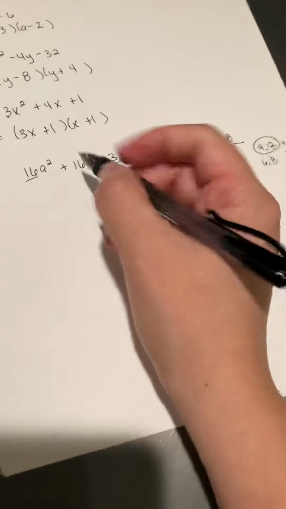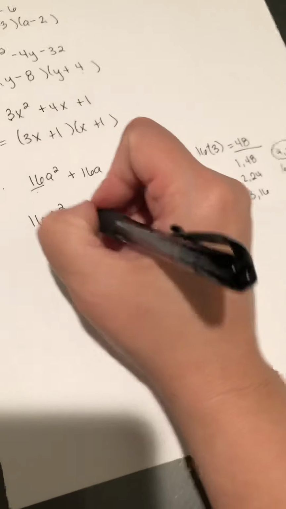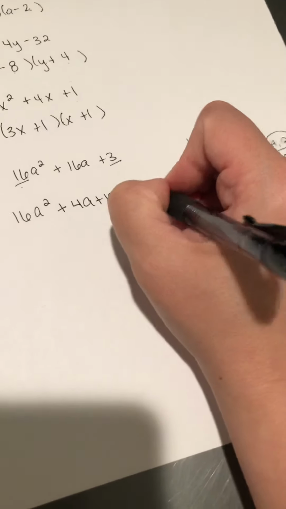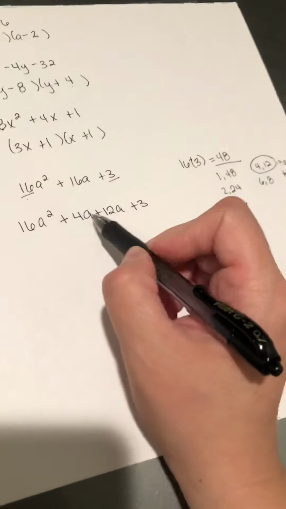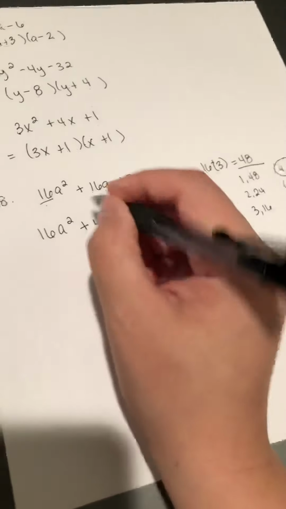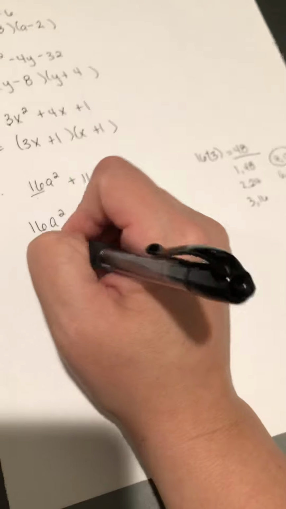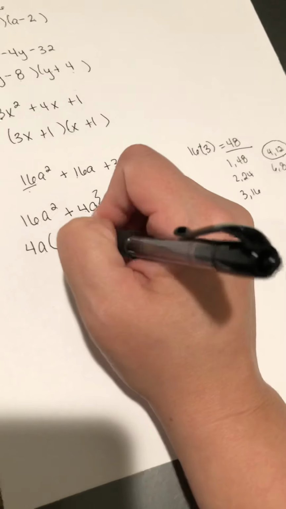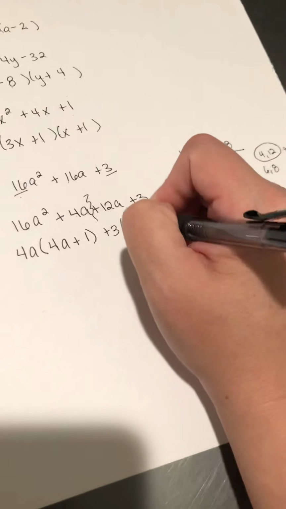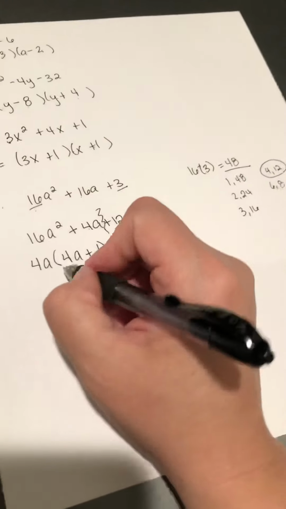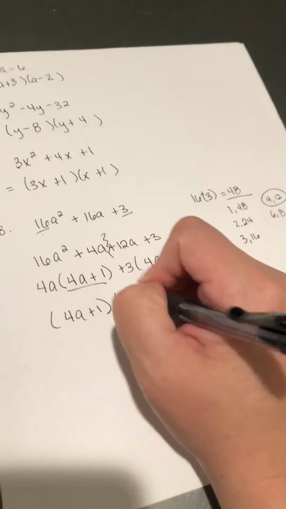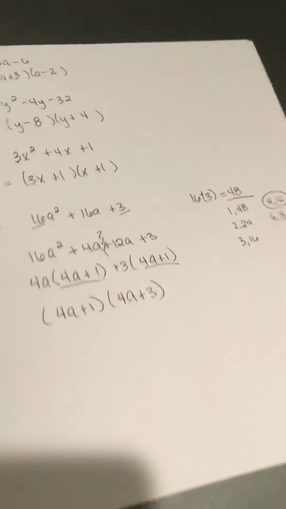So what I'm going to do is rewrite this as 16a squared plus 4a plus 12a plus 3. So I haven't really changed the problem because 16a is 4a and 12a, that's true. And then I'm going to factor by grouping. So out of this group, I'm going to take out a 4a. I'm left with 4a plus 1. And then out of this group, I take out a 3, and I'm left with 4a plus 1. And then these are the same, so I can factor that out, just like we were doing on grouping. And I'm left with 4a plus 3.